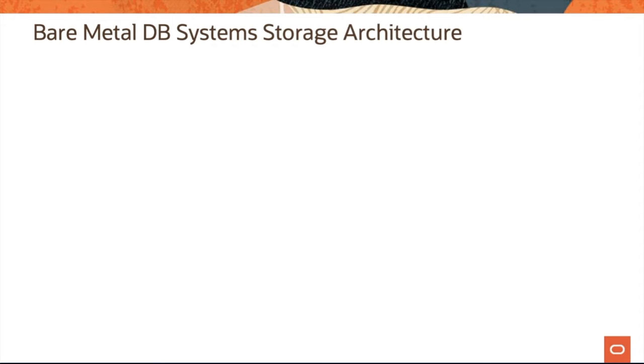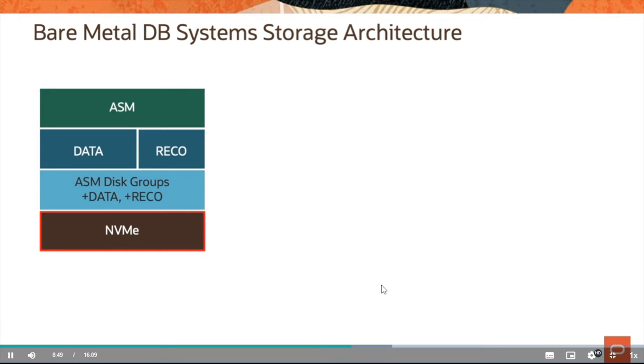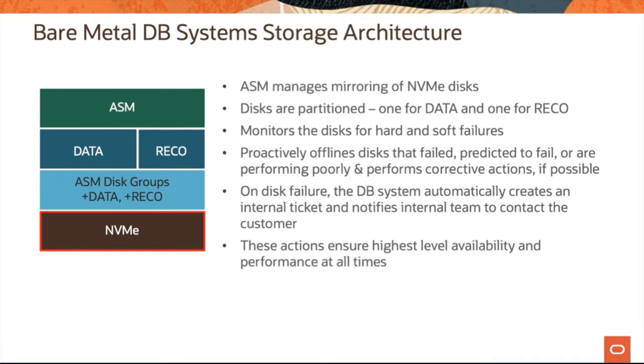Let us now look at the bare metal DB system's storage architecture. As I mentioned in the previous slide, the bare metal DB systems rely on locally attached NVMe SSD drives. So ASM uses these drives to carve out the data and reco disk groups. And ASM manages the mirroring of the NVMe disks.